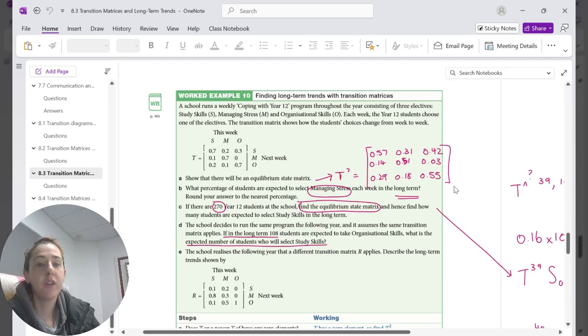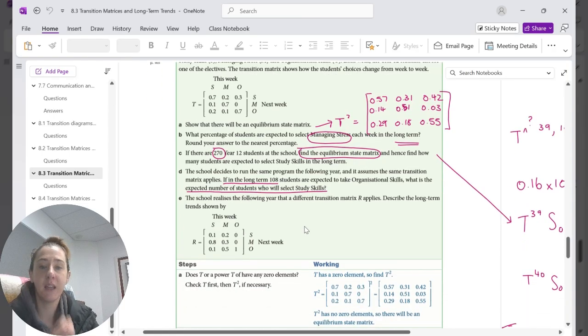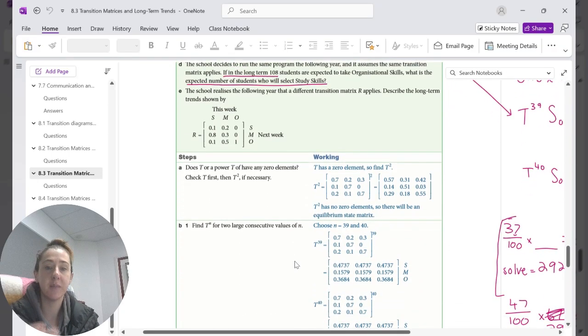So we've got this here. Let's have a look. Show that there will be an equilibrium state. What percentage of students are expected to select managing stress each week in the long term? If there are 270 year 12s and the students find the equilibrium state, how many students are expected to select study skills in the long term? Cool. All right, and we've got the rest of the questions there. We won't spend too long reading them.